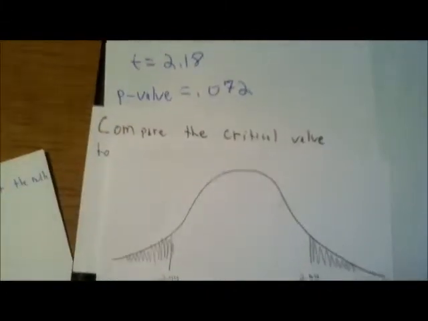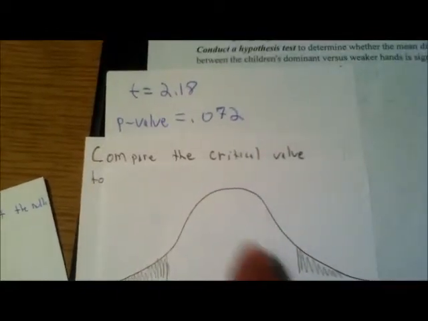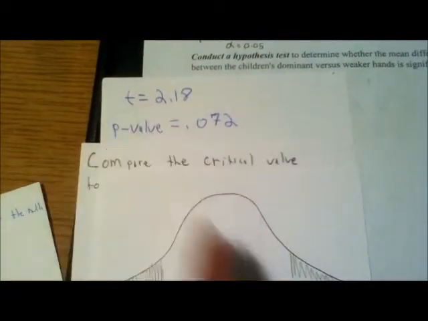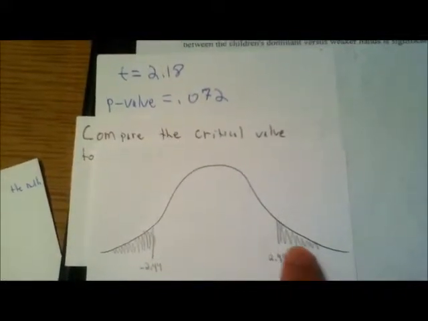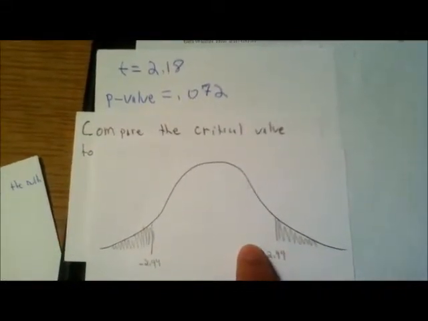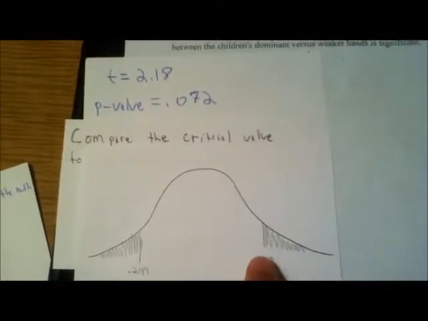Then you want to graph it on a normal distribution curve. Then you want to see whether you reject the null or keep the null. Your t statistic is 2.18. If it falls within the rejection region beyond the critical value, you will reject the null. However, 2.18 falls somewhere right here and does not fall in the rejection region, which in this case means you do not reject the null.